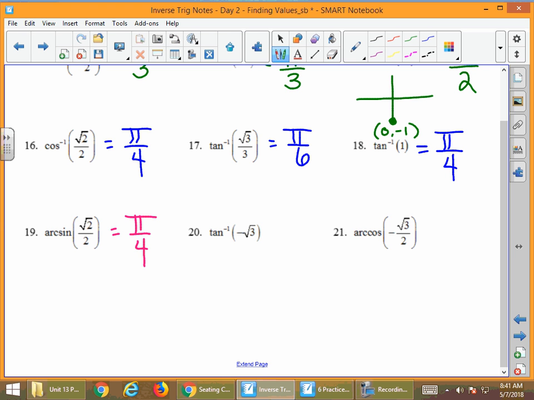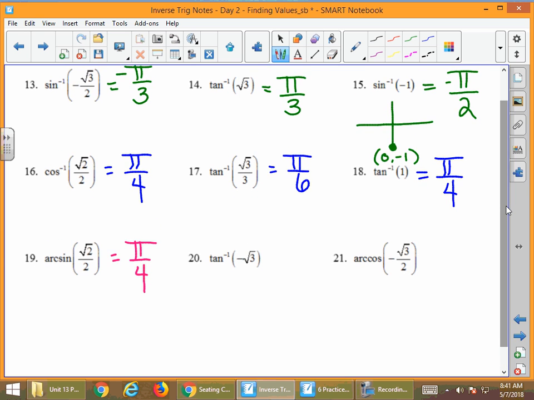What angle of tangent has a value of negative square root of 3? Well, if we can see problem 14 up there, we know it's going to be a pi over 3, but because the value is negative, we're going to be working in quadrant 4, so this is going to be negative pi over 3. And then the arc cosine of negative the square root of 3 over 2. Well, that's going to be a pi over 6, but because this is negative, we're going to be in quadrant 2. So what's the pi over 6 in quadrant 2? It'll be 5 pi over 6.